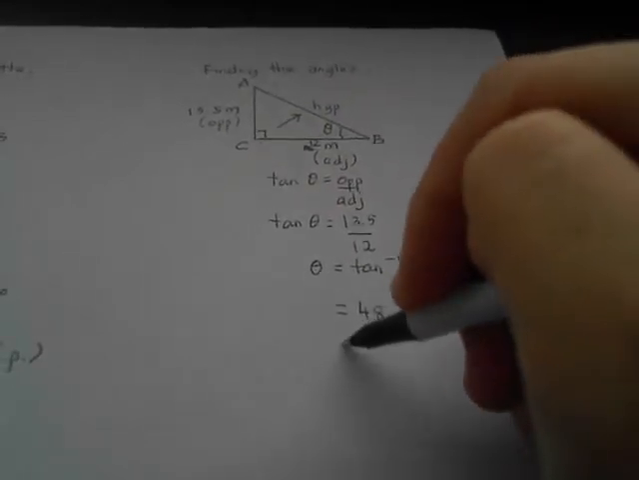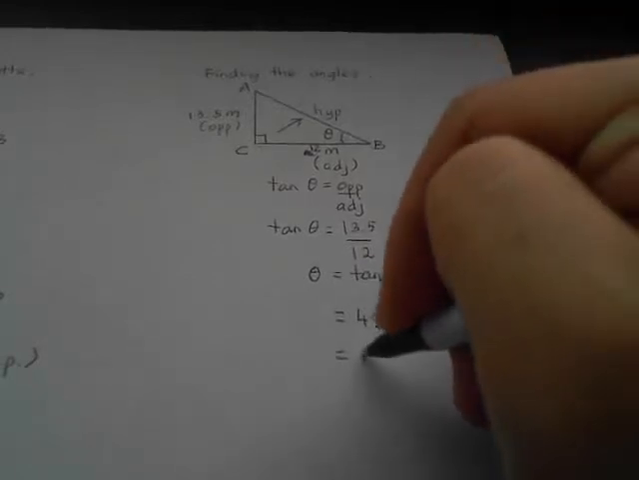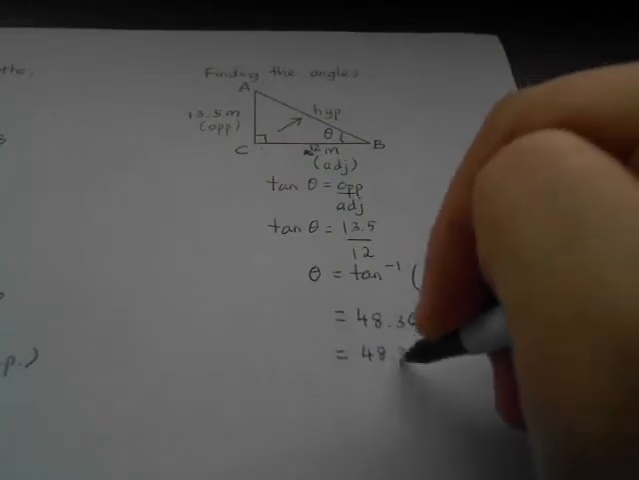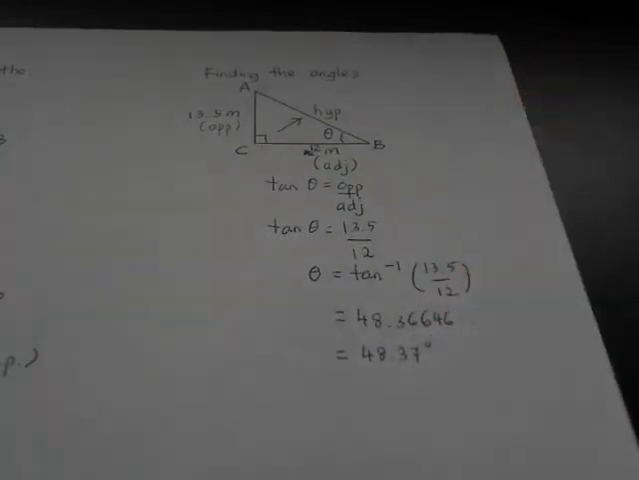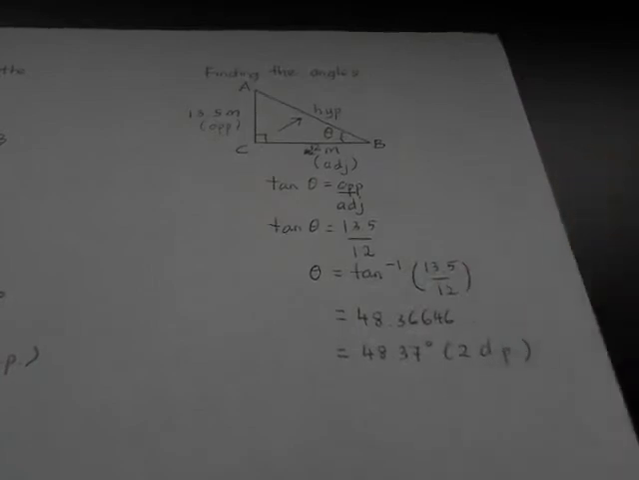Depending on the question, we will try to leave it in 2 decimal places, but again, read the questions carefully. So you have 48.37 degrees. And of course I will always like to put 2 decimal places here.